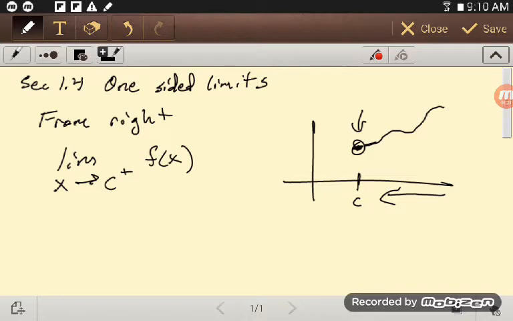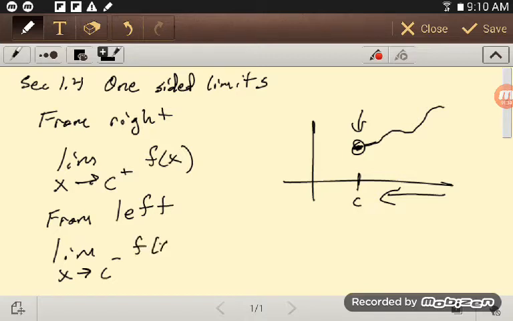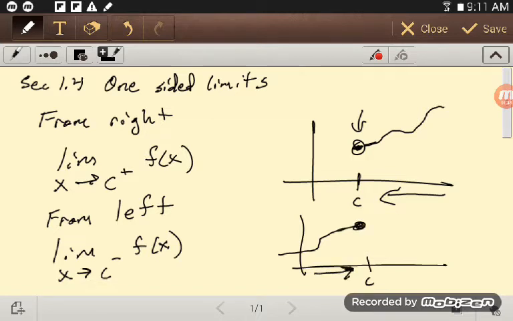So we would only put in values that were greater than c to check our limit. And then from the left, same basic notation, the limit as x goes to c, but we put a minus there, of f of x. And so in this case, there's c. We're looking at this path because we're coming in from the left over here and asking, do we have a nice limit? Does it head to something?